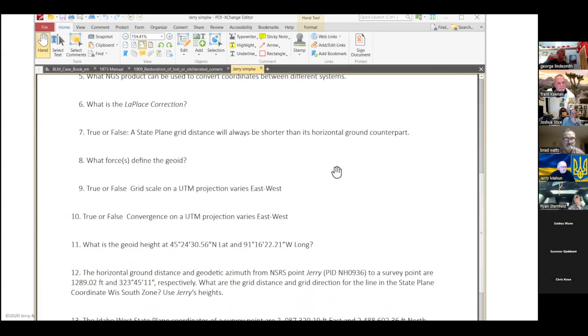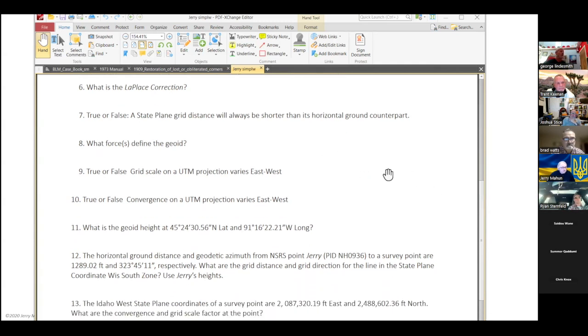What forces define the geoid? Gravity and distribution of Earth's mass. Gravity and what? The Earth's mass. Well, gravity is affected by the Earth's mass, right? Surface. Earth rotation. Rotation, the spinning of the Earth, right? And you get all sorts of other stuff like the wobbling of the Earth and the shifting. It's all sorts of strange stuff.